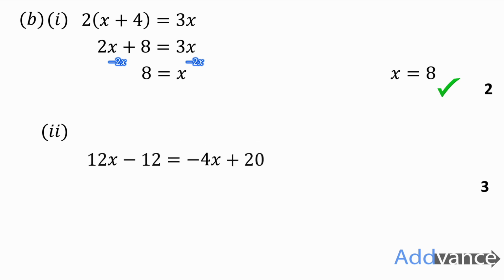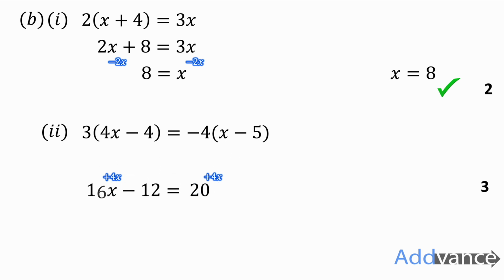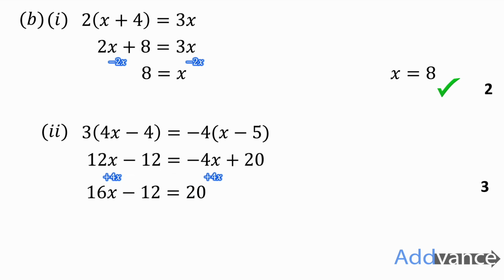Now let's look at the next one. So we start by expanding that bracket. 3 times 4x is 12x. 3 times minus 4 is minus 12. Same on the other side, so we expand the brackets. Be careful with minus 4 times minus 5, that is positive 20. We'll start by adding 4x to both sides. That's to get rid of minus 4x. And we get 16x minus 12 equals 20.